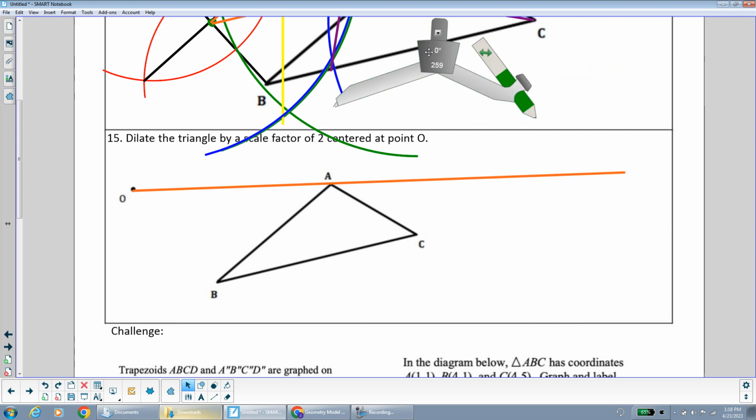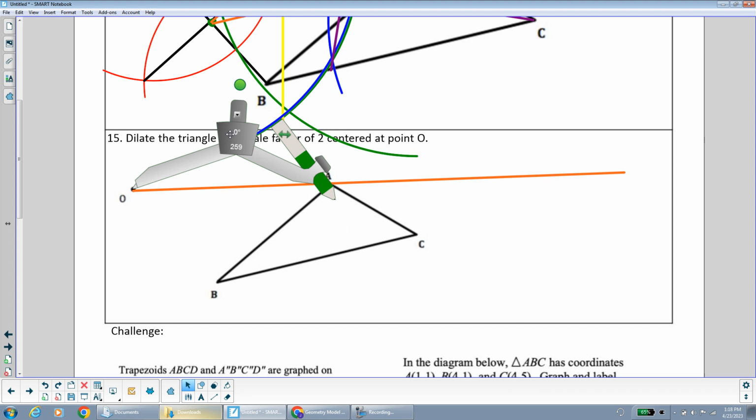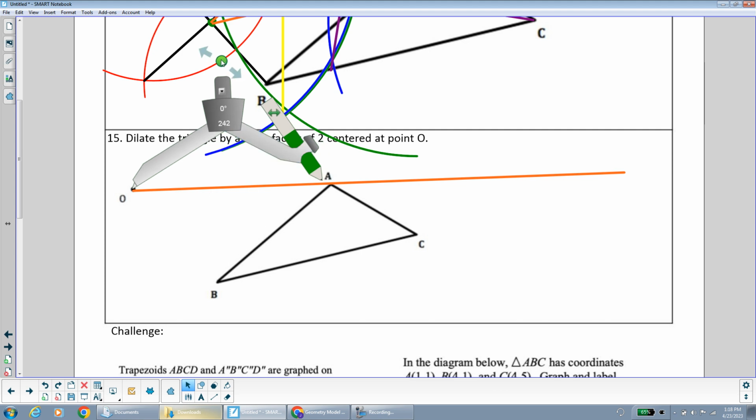So what I'm going to do is measure from the center of dilation to point A. So, oops, I didn't want to do that. I want to just measure as best as I can. Now I've got to open up a little bit more.